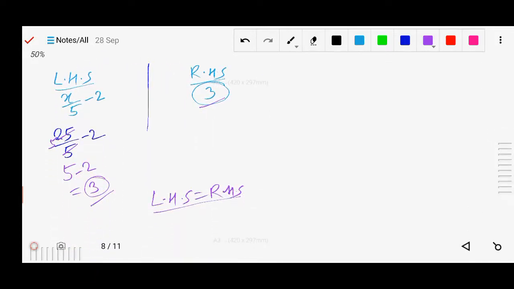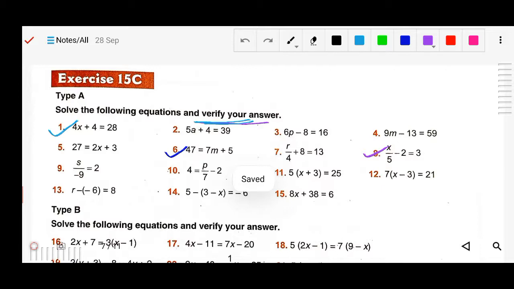Now next, question number 12. Here all are the same type of questions. You can do it like this, 11 and 12 are the same, so I'm going to solve 12. So 7 in the bracket x minus 3 equals 21. So let's do this.